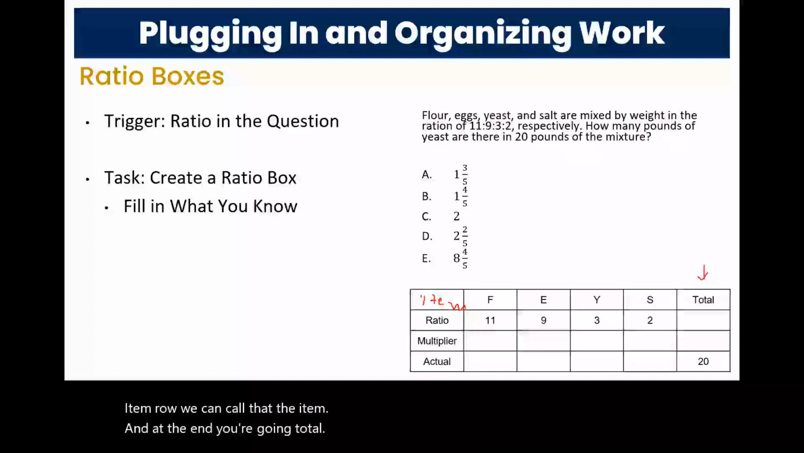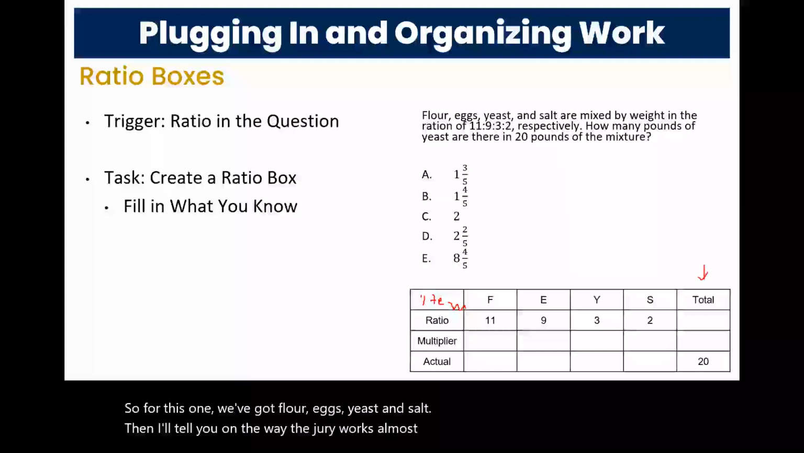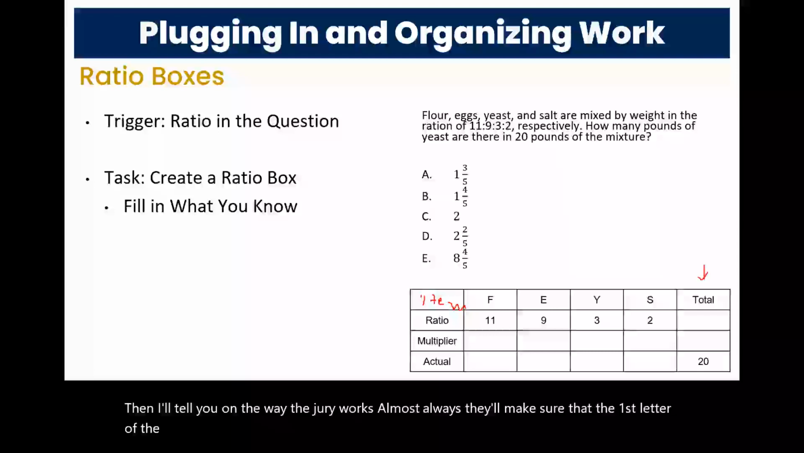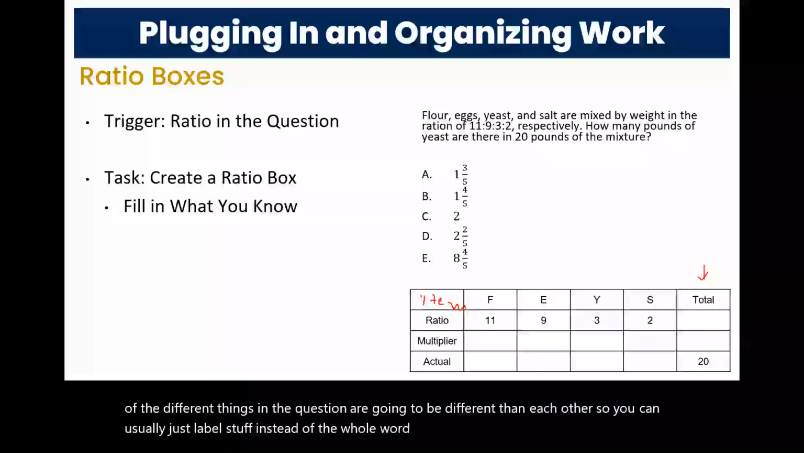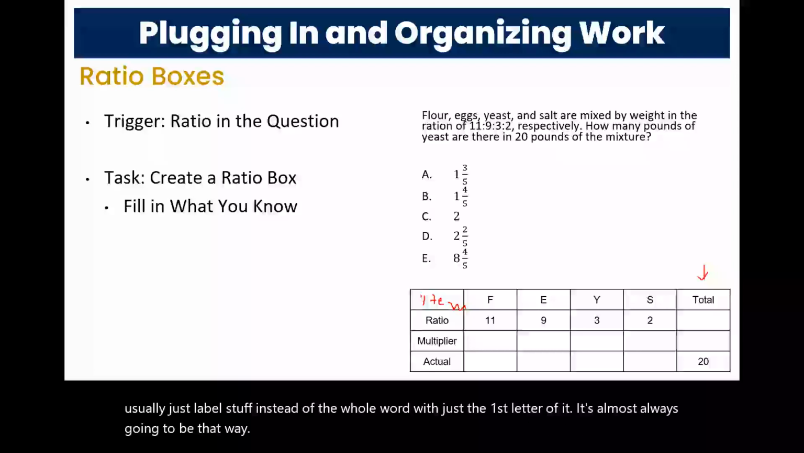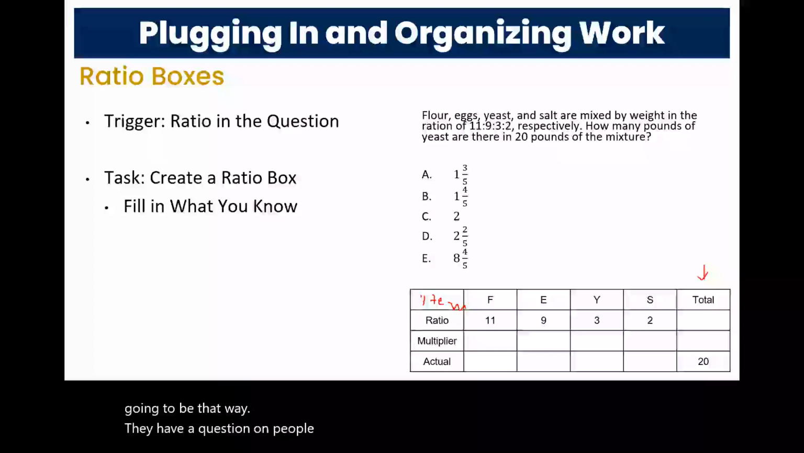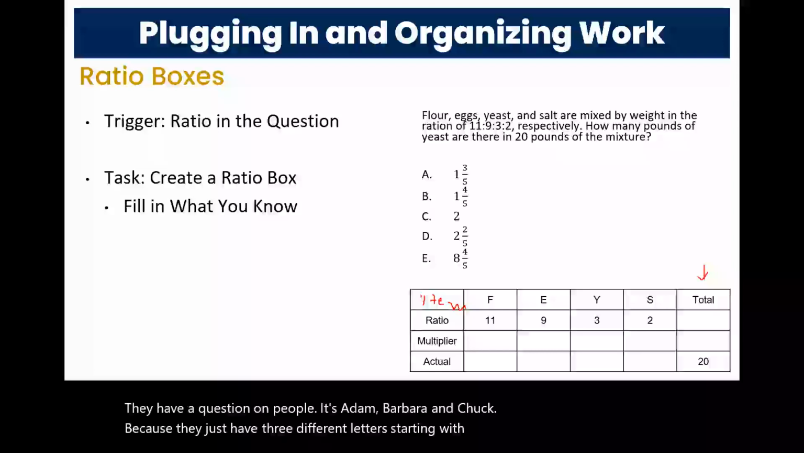So for this one, we've got flour, eggs, yeast, and salt. And I will tell you, on the way the GRE works, almost always they'll make sure that the first letter of the different things in a question are different from each other. So you can usually just label stuff with just the first letter. Like if they have a question on people, it's Adam, Barbara, and Chuck, because they just have 3 different letters starting them. So then my second row is going to be the ratio.